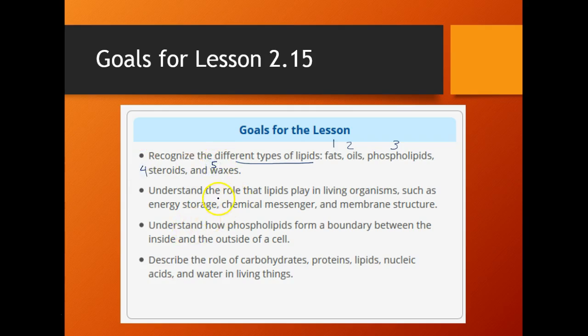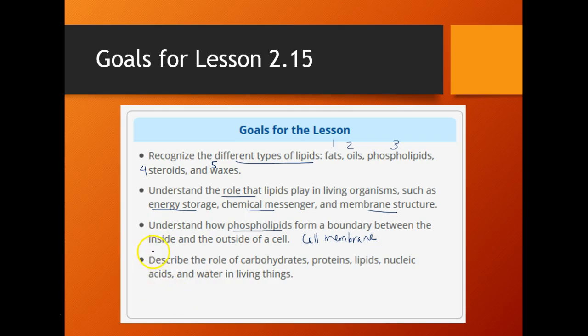You'll be able to understand the role that lipids play in living organisms and that they are used for energy storage, they are different types of chemical messengers, and they're a really important component of membrane structure in cells. You'll also be able to understand how phospholipids form a boundary between the inside and outside of the cell, which means that it makes up the cell membrane.